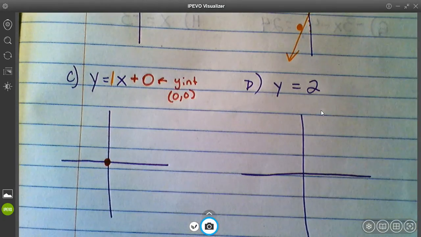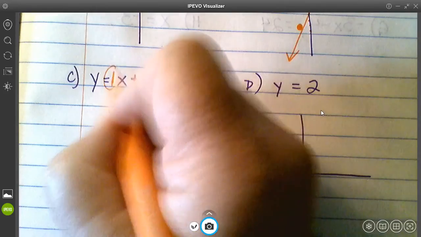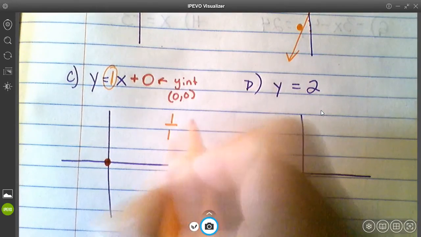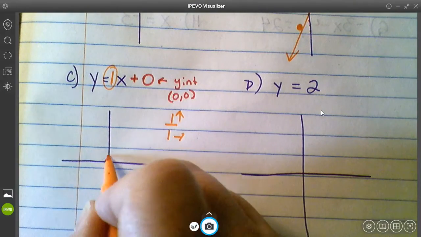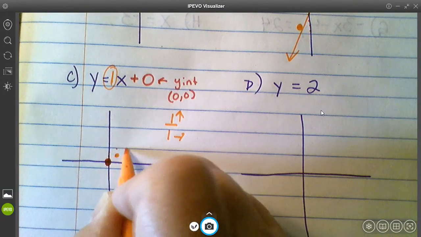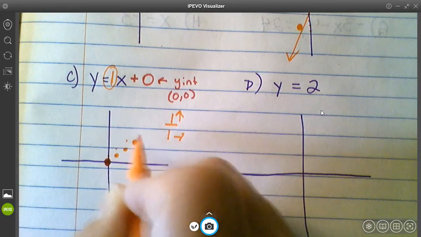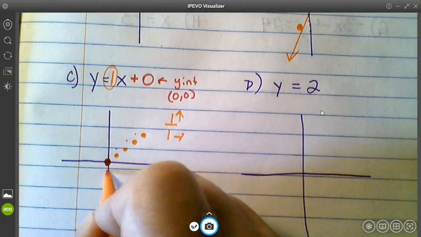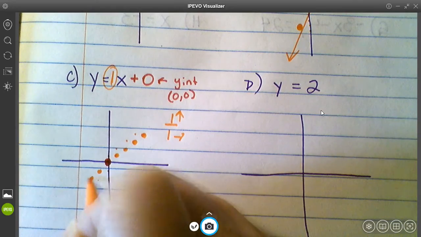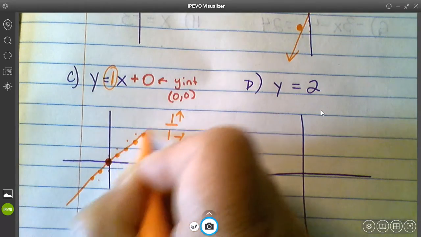That's my starting point. And my slope is going to be 1 over 1. So up 1, right 1. So up 1, right 1, up 1, right 1, up 1, right 1, up 1, right 1. Or don't forget, down left, down left. We can do it that way also.